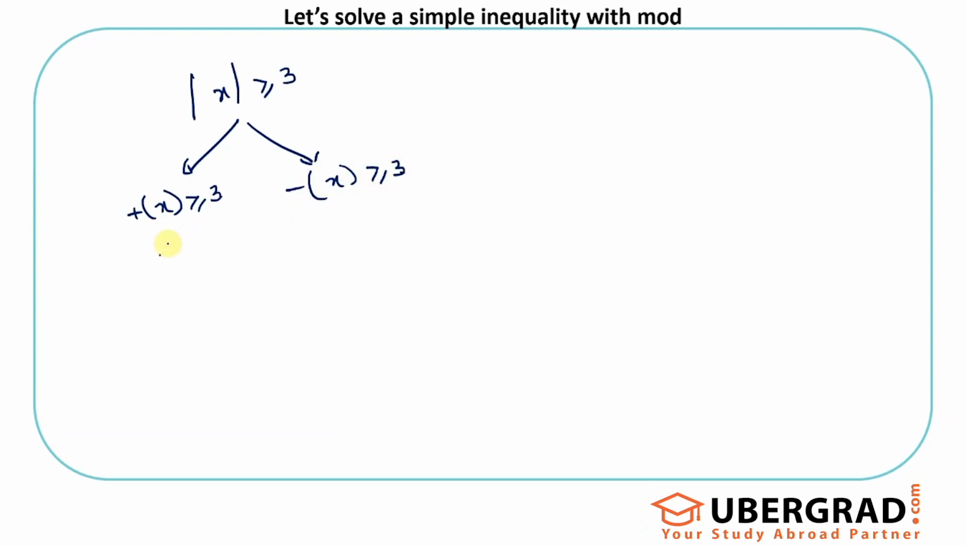So what do I get? x is greater than or equal to 3. This will be sent to that side, so I will get minus 3 is greater than or equal to x.